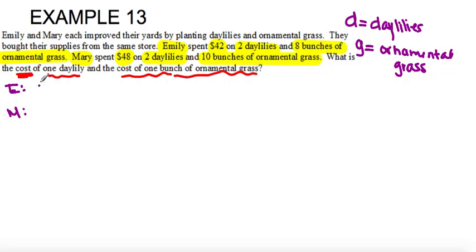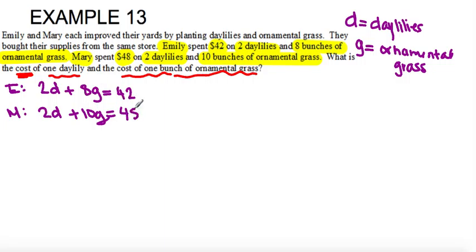Emily bought 2 daylilies, so it's 2D, and 8 bunches of ornamental grass, so 8G, for a total of $42. Mary bought 2 daylilies and 10 bunches of ornamental grass, so 10G, for a total of $48.